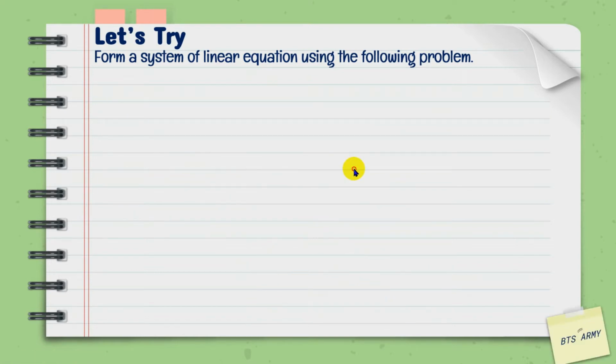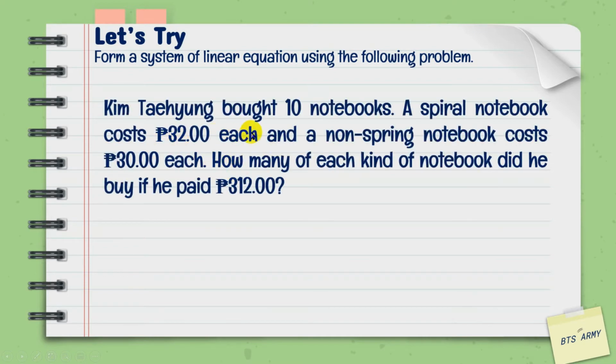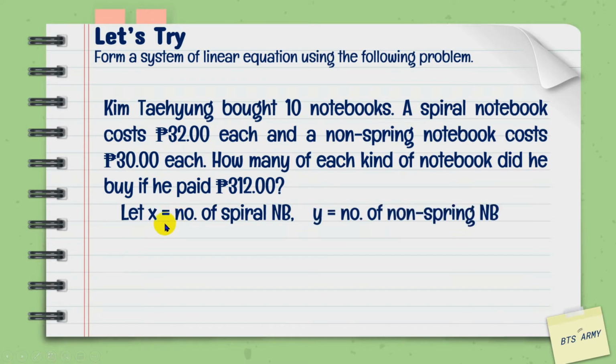Then for the last problem, we have here, Kim Taeyong bought 10 notebooks. A spiral notebook costs 32 pesos each and a non-spiral notebook costs 30 pesos each. How many of each kind of notebook did he buy if he paid 312 pesos? So, from the problem itself, it is asking for the number of each kind of notebook, and that's what we're going to represent. So we have x is the number of spiral notebooks and y is the number of non-spiral notebooks. Then from the first statement, Kim Taeyong bought 10 notebooks.